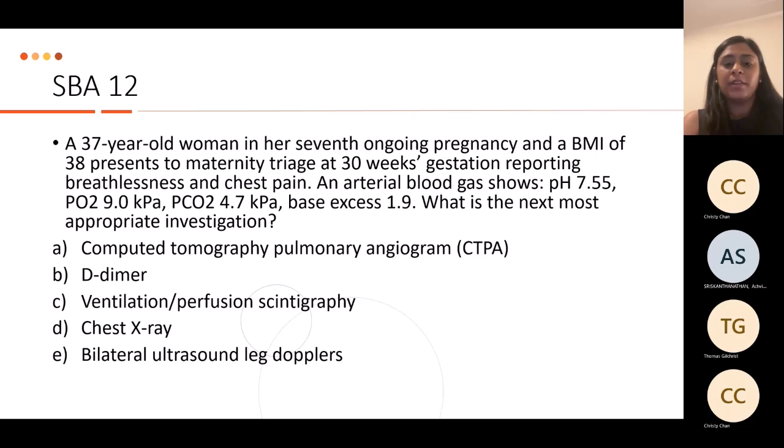The next question is about a 37-year-old who is on her 7th pregnancy with a BMI of 38. She presents to maternity triage at 30 weeks gestation, reporting breathlessness and chest pain. An ABG shows a pH of 7.55, a PO2 of 9, a PCO2 of 4.7, and a base excess of 1.9. What is the next most appropriate investigation?